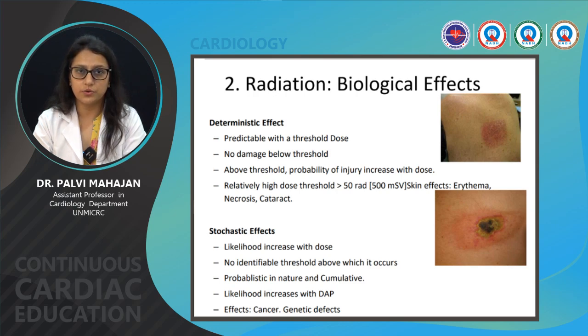A relatively high dose threshold is more than 50 rads, that is 500 millisievert. Skin effects can be in the form of erythema, necrosis and cataract. For stochastic effects, the likelihood increases with the dose. There is no identifiable threshold above which it occurs. It is probabilistic in nature, and it is cumulative. Likelihood increases with DAP. Effects like cancer and genetic defects can occur with stochastic effects.